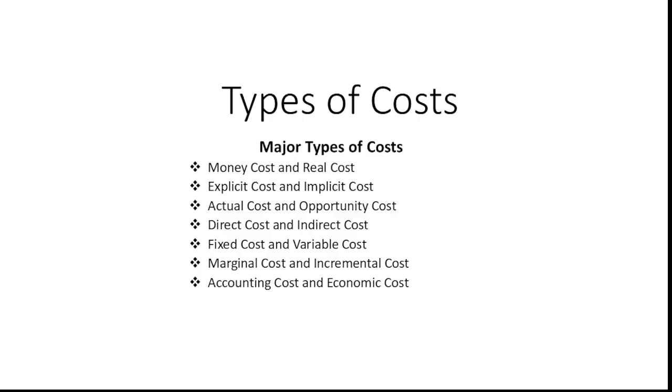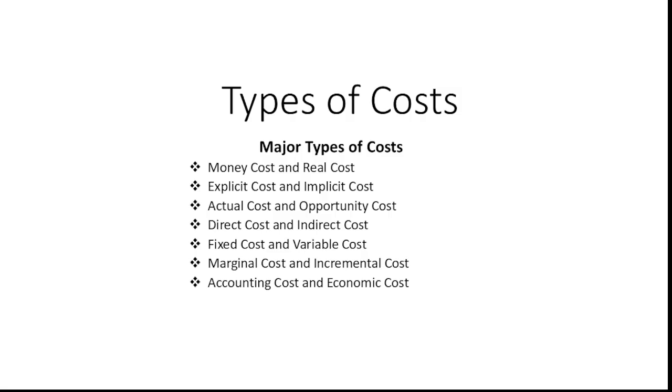Now, what do we mean by implicit cost and explicit cost? Explicit costs are those costs which are in the form of contractual payments. These payments are paid by the entrepreneur, the owner of the factory, in the form of rent, wages, interest, and profits. These costs are explicitly given to the factor inputs.